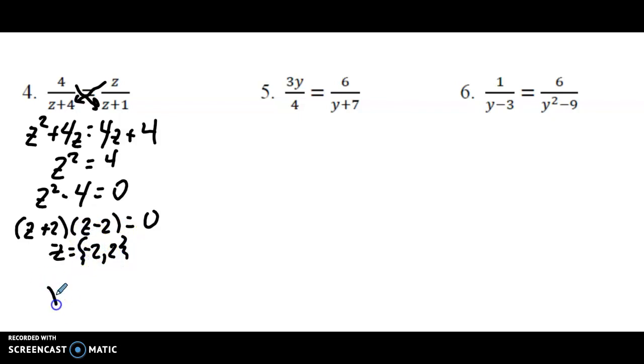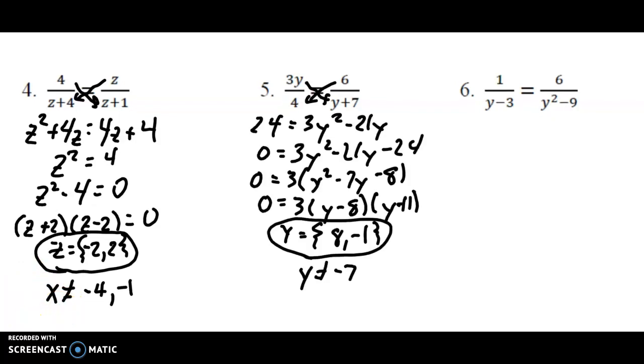Check our excluded values. Z cannot equal negative 4. Z cannot equal negative 1. Those do not match any of my answers, so there we go. Why don't you pause the video and try number 5. Okay, hopefully you got y can be 8 or negative 1.